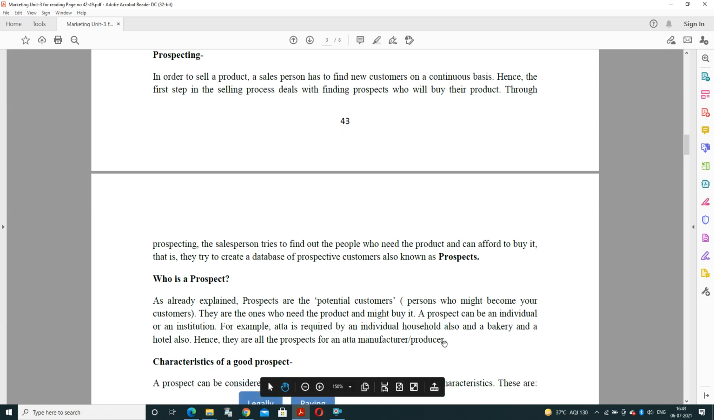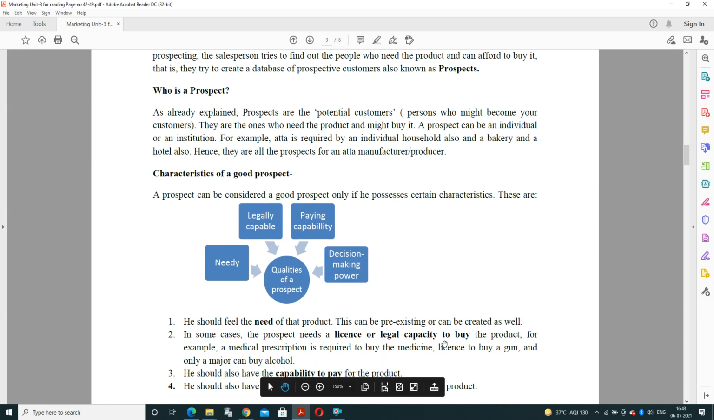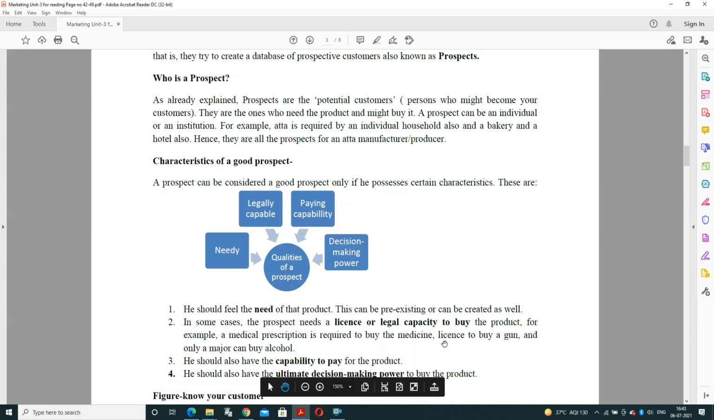So who is a prospect? As already explained, the persons who are potential customers. So a prospect is also known as a potential customer, a person who might become your customer. They are the ones who need the product and might buy it. A prospect may be an individual or an institution. For example, atta is required by an individual household, and a bakery, and a hotel also. Hence, they are all prospects for an atta manufacturer.